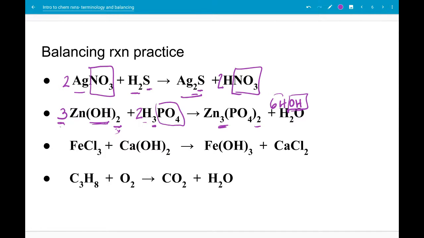And if I distribute that 2, I'm going to have 2 PO4 groups. Over here on the right, I have 2 PO4 groups. So it's all balanced. So this is a "water is a hoe" example.